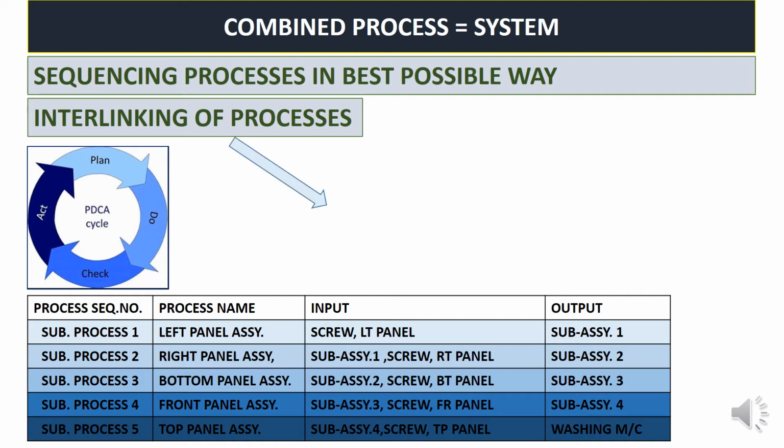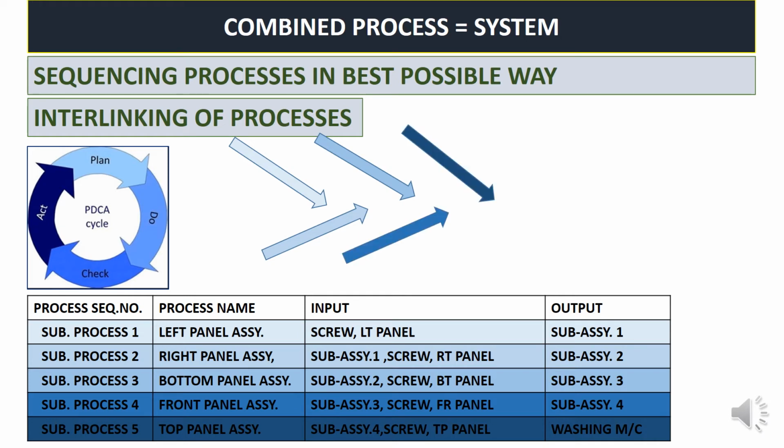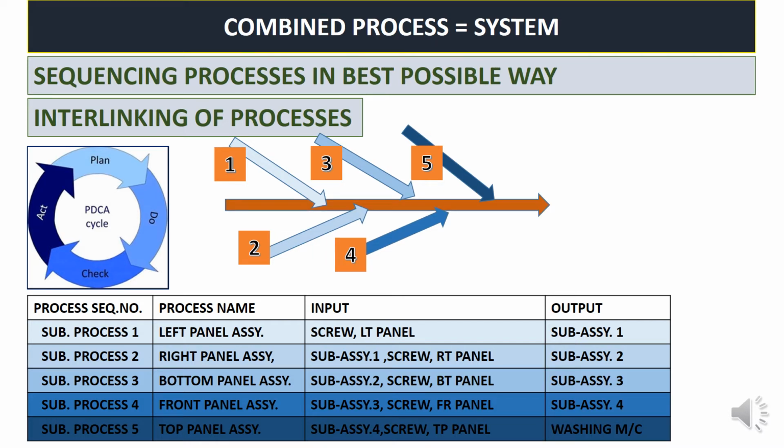Let us see. Assume these are the sub-processes we had made, and let us give them numbers 1, 2, 3, 4, 5, and they are forming a main process here, and they are sequenced in this way and interlinked with the main process. You can see here they are in sequence and they are interlinked so that they can get a product of washing machine with a very good quality and cost effective.